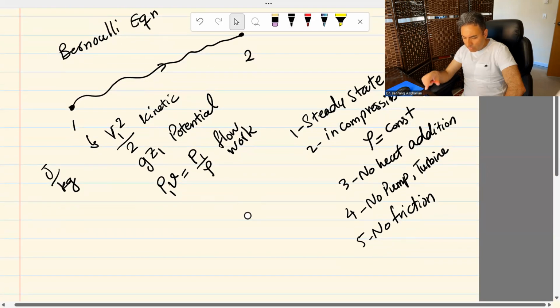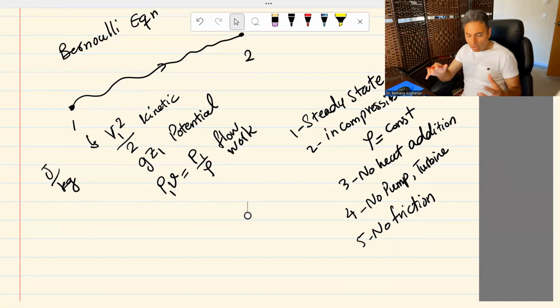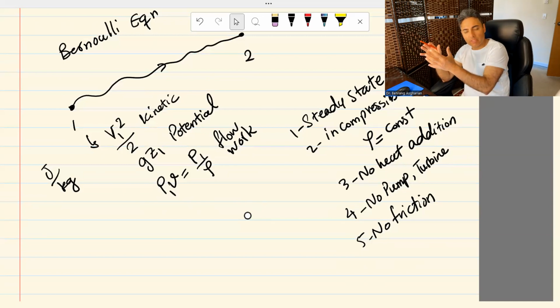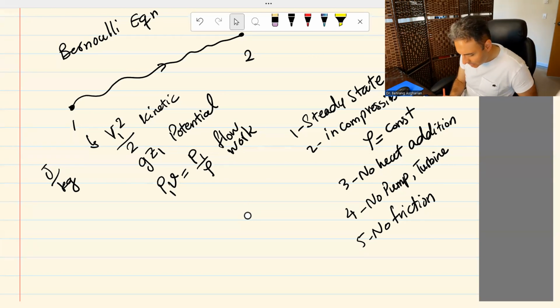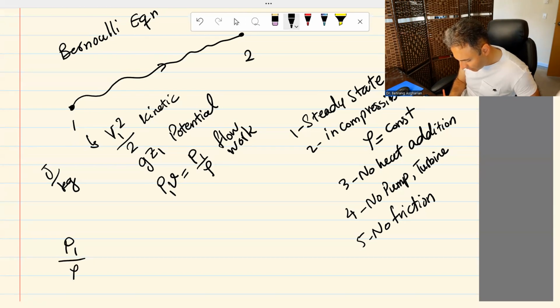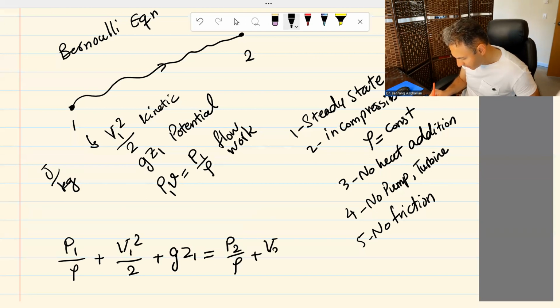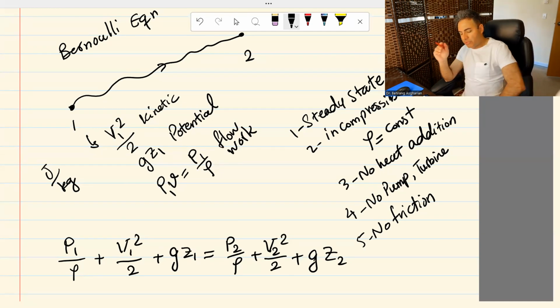The Bernoulli equation says that mechanical energy is going to stay consistent, which means all the mechanical energy that I have at point 1, if you add them up, will be the same amount of mechanical energy that I have at point 2. Maybe the velocity has changed, maybe the pressure has changed, maybe the height has changed. But what matters is that from point 1 to point 2 on that single streamline, the flow work plus kinetic energy plus the potential energy equals flow work at point 2 plus kinetic energy at point 2 plus the potential energy at point 2, like this. So that's the concept of the Bernoulli equation.